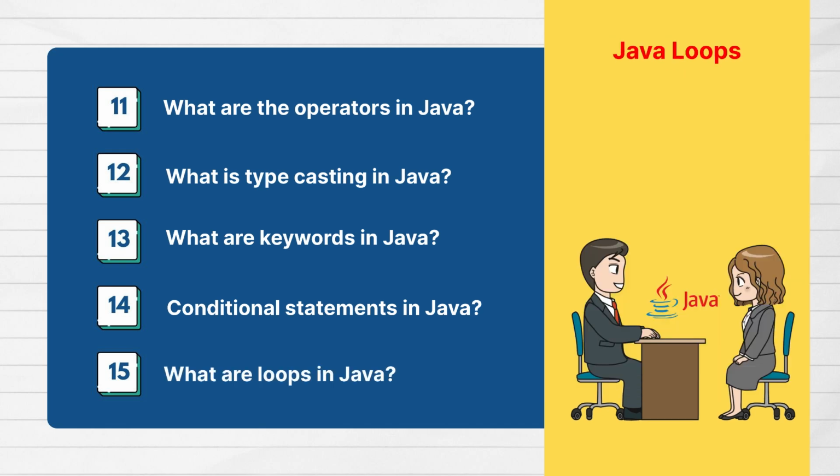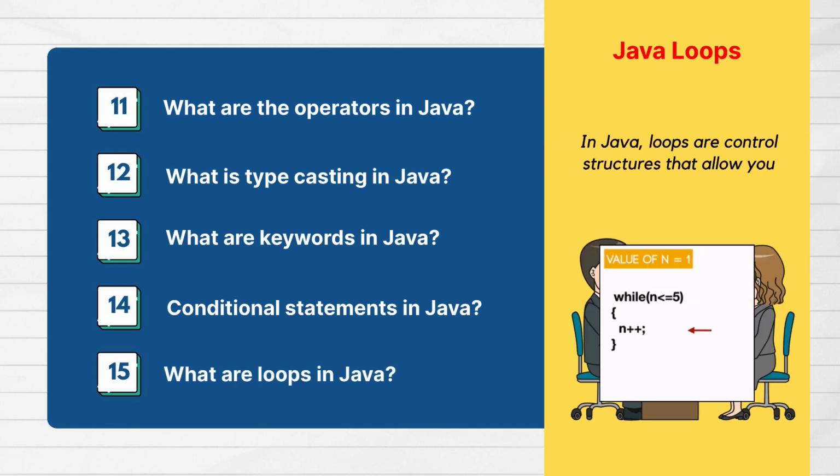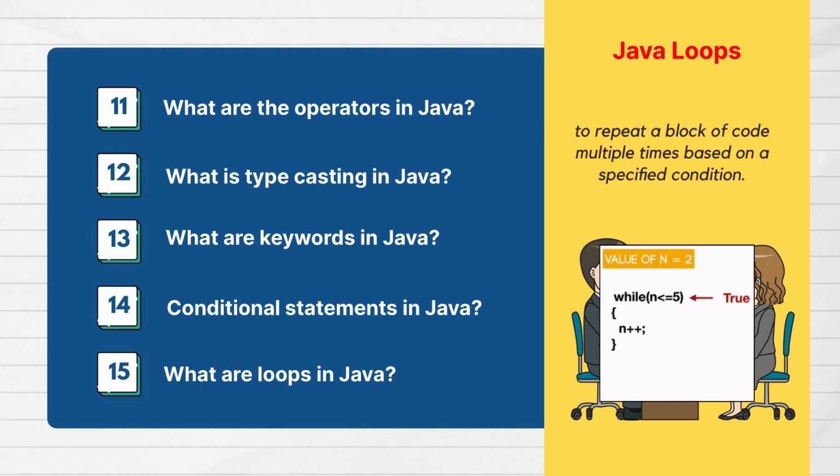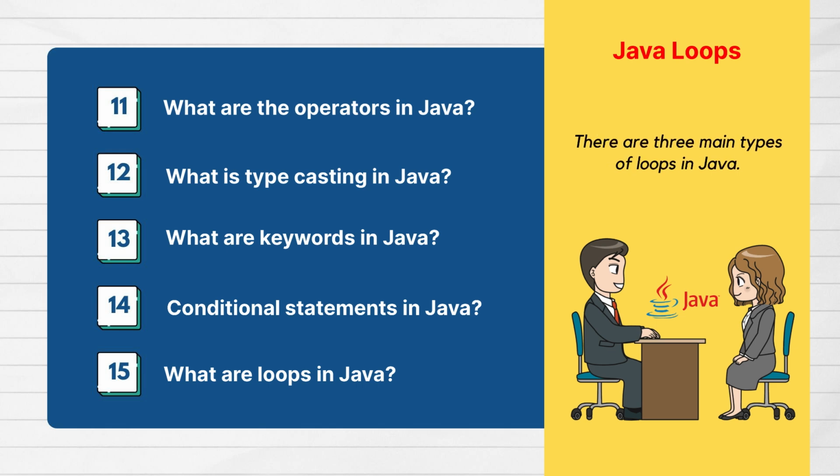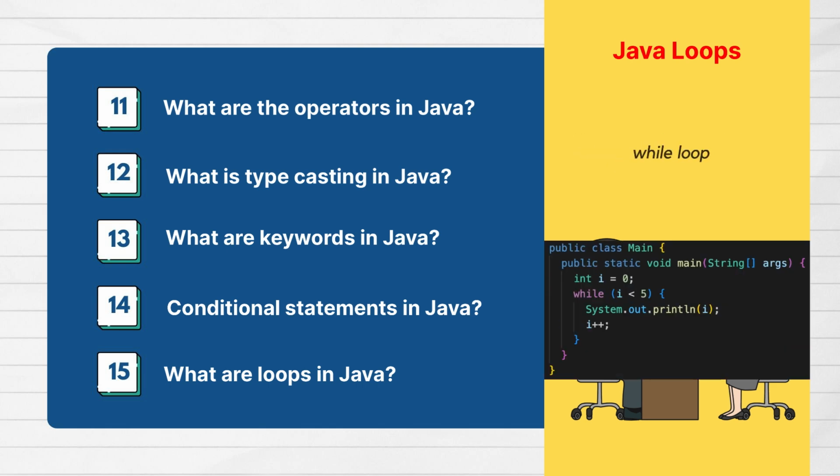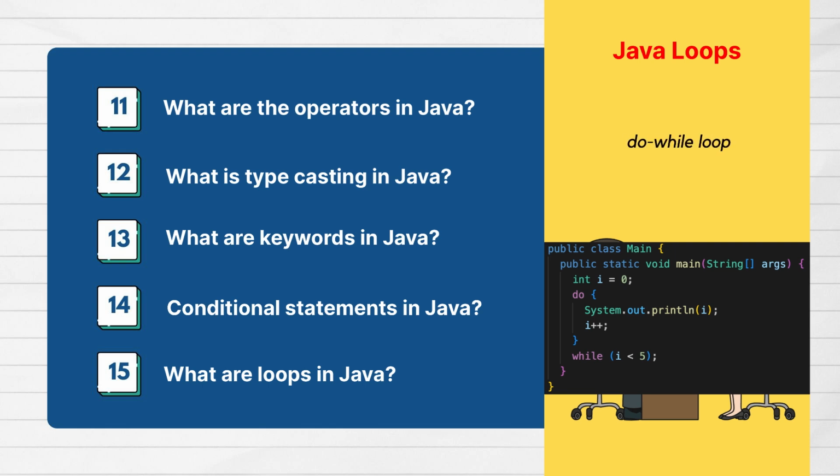What are loops in Java? In Java, loops are control structures that allow you to repeat a block of code multiple times based on a specified condition. There are three main types of loops in Java: 1, for loop; 2, while loop; 3, do-while loop.